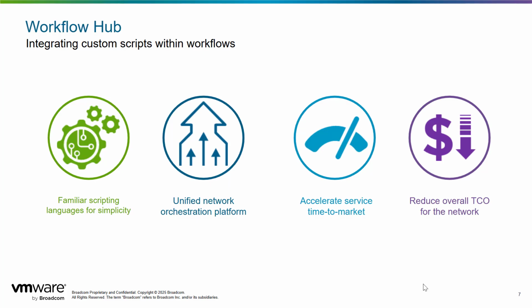With this exercise, we have walked through the process of invoking custom scripts as part of the workflows in Workflow Hub. Through this capability of integrating with custom scripts, Workflow Hub, one of the key features of VMware Telco Cloud Platform, simplifies the end-to-end network operations using widely familiar scripting languages. This enables CSPs to operate the network with a unified orchestration platform, accelerate the time to market for services, and reduce the overall TCO for the network.